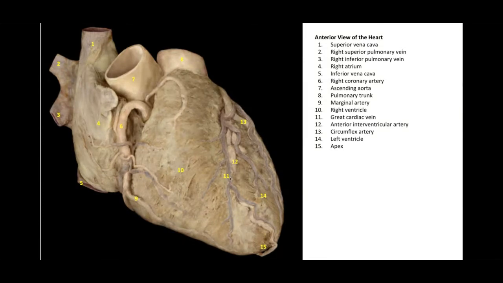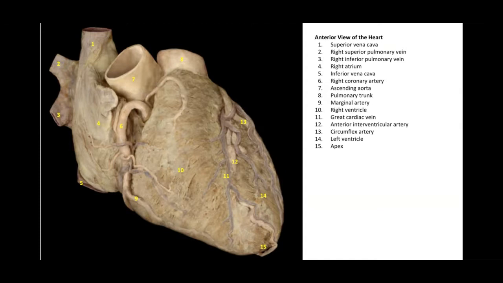And in this anterior interventricular sulcus, you have number 12, which is anterior interventricular artery, and number 11, which is the great cardiac vein. And number 13 is the circumflex artery. The circumflex artery and the anterior interventricular artery originate from this artery, which we call left coronary artery. Number 6 is the right coronary artery.